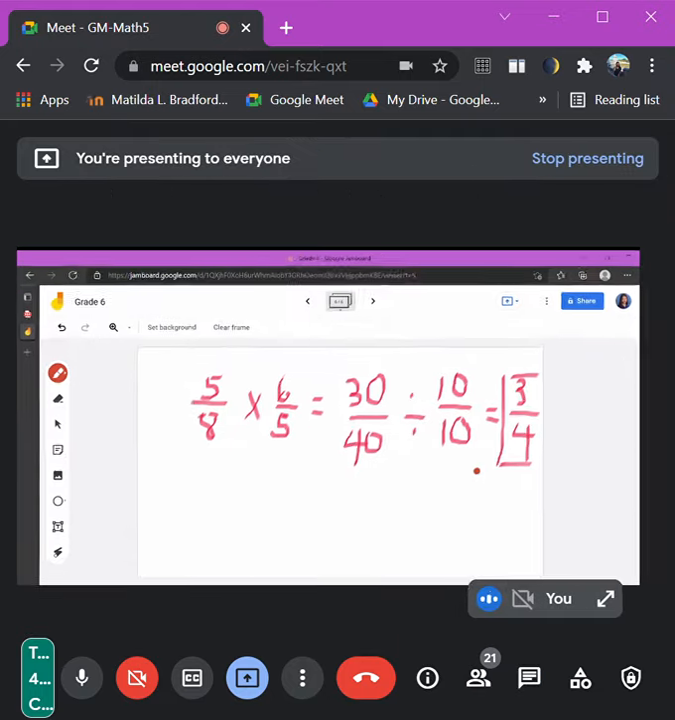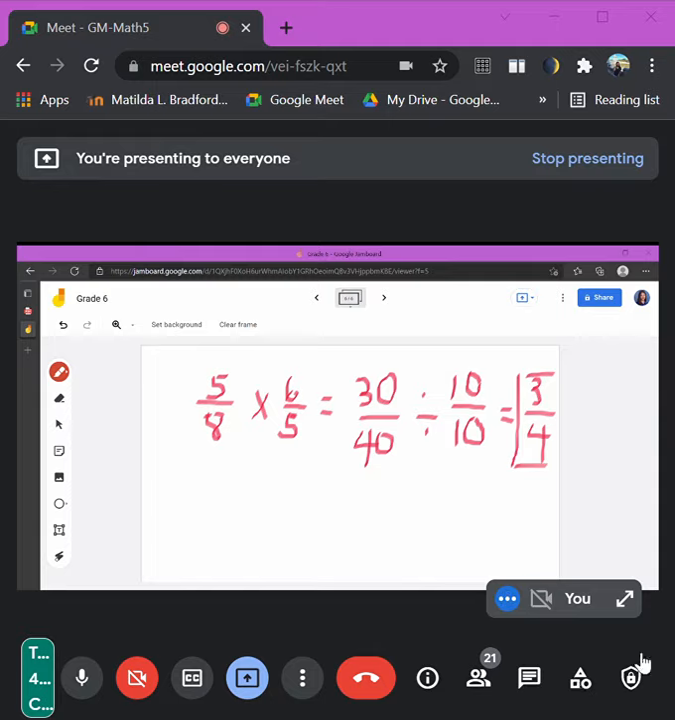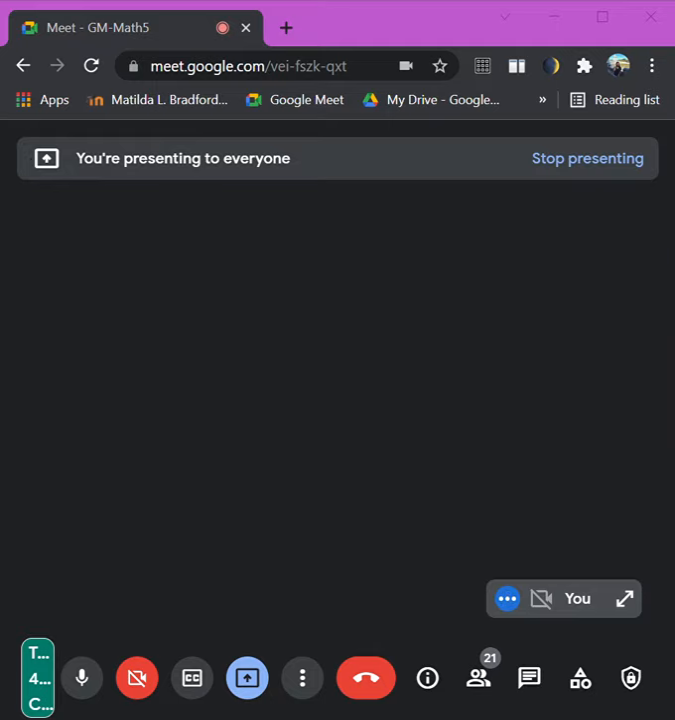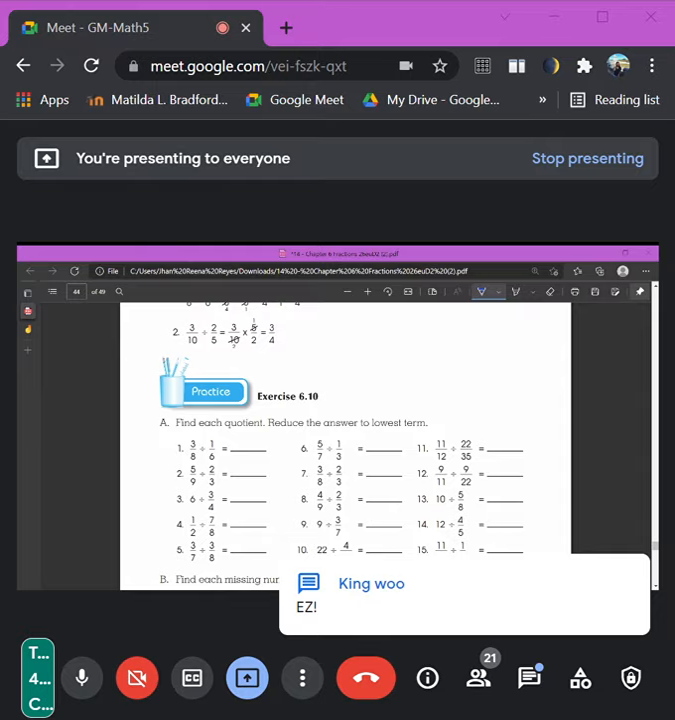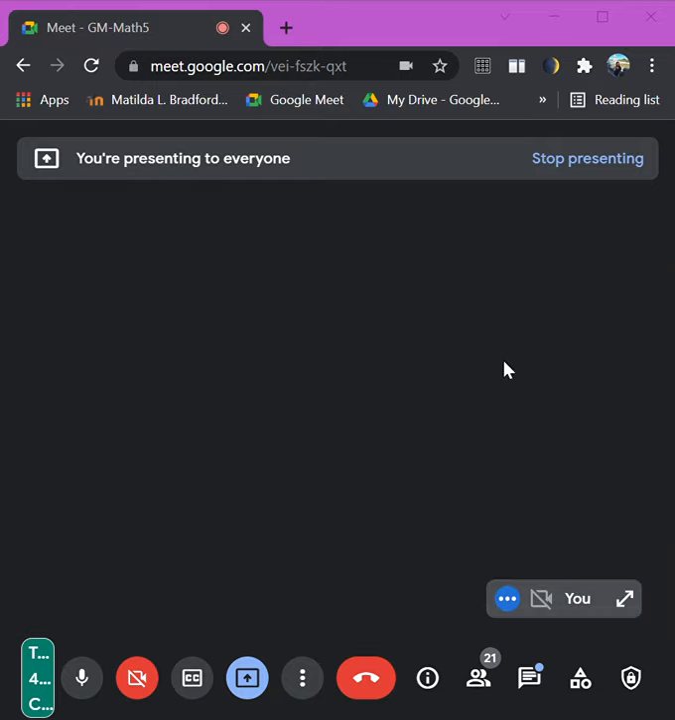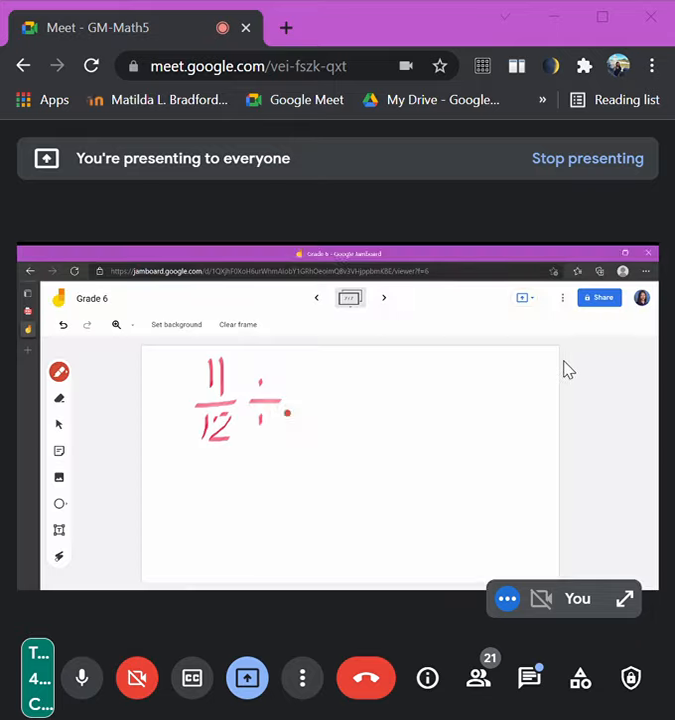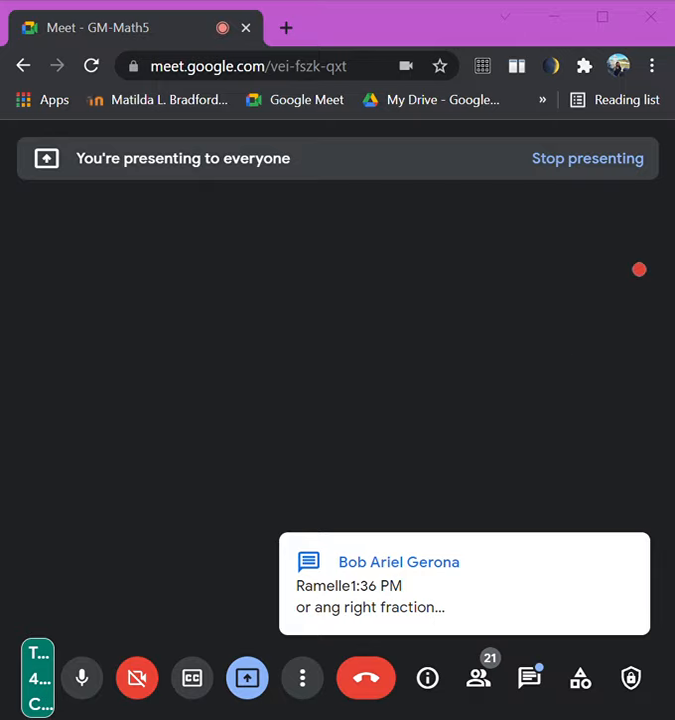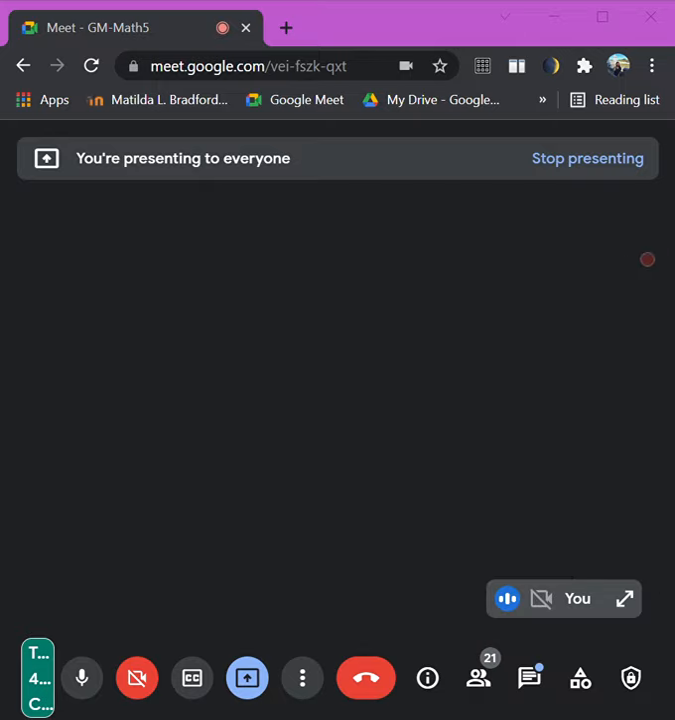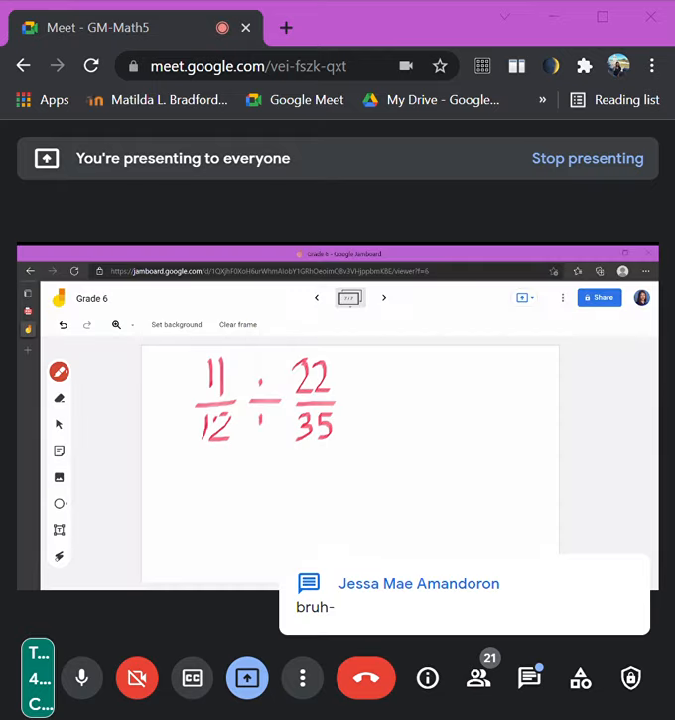Okay. So far, questions about division? No, teacher. Sige, mag-more example ta. Okay, how about this one? 11 over 12 divided by 22 over 35. Okay, so let's try to answer this one, Douglas.